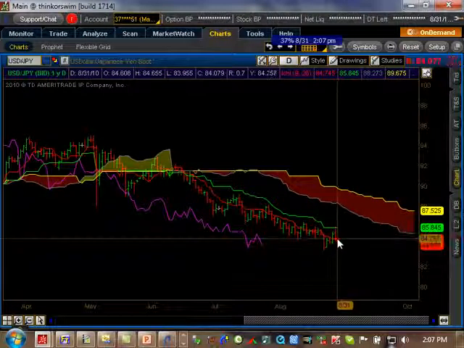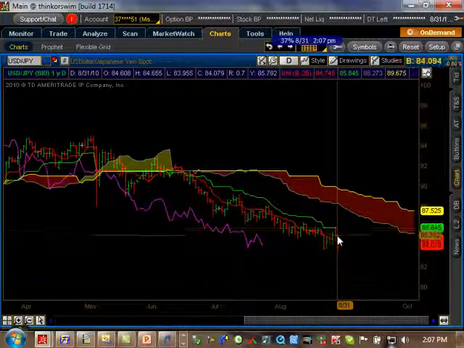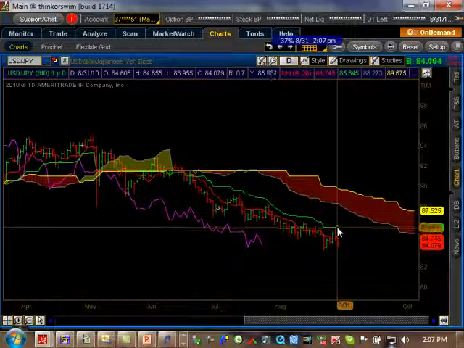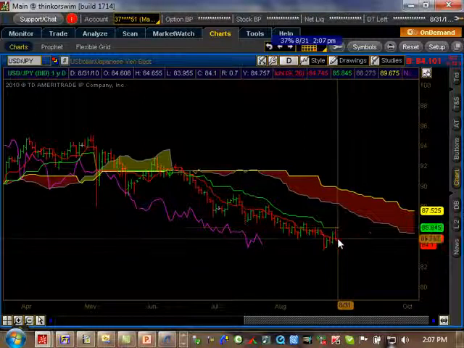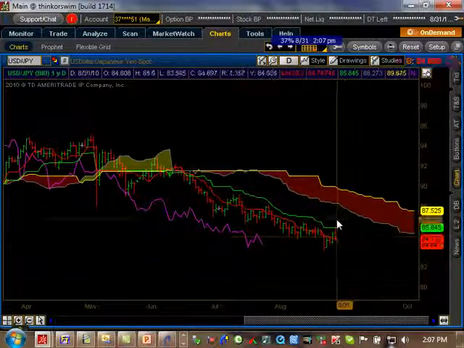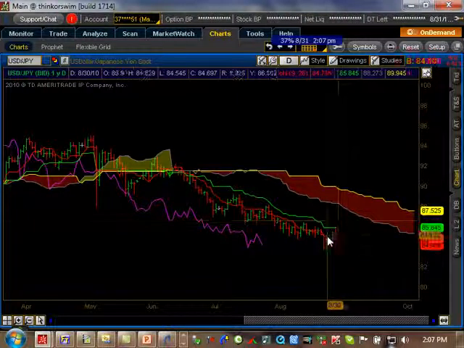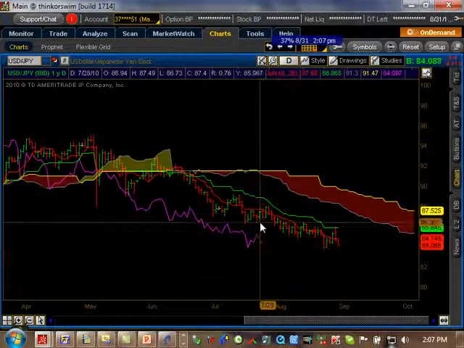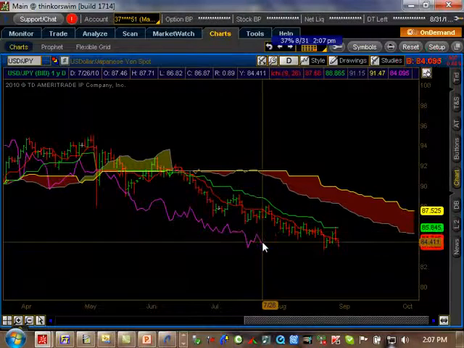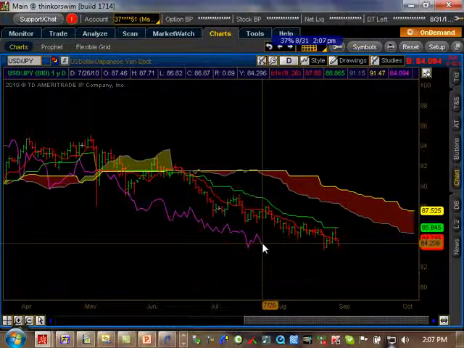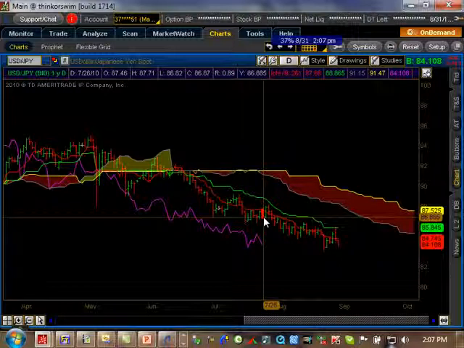Okay, if the Tenkan-sen is below the Kijun-sen, which is the 9 period below the 26 period, that basically indicates it's bearish. If the Tenkan-sen was above the Kijun-sen, that would indicate bullish. Okay, so that's another rule. Just like the Chikou is below the price from 26 days ago, that's bearish. If this indicator was in price, that basically means it's neutral and consolidating.